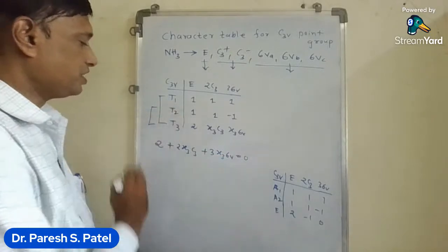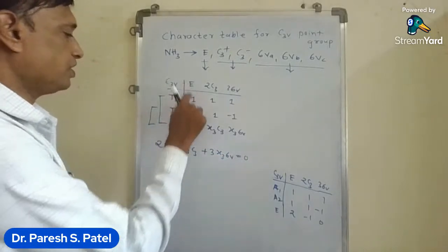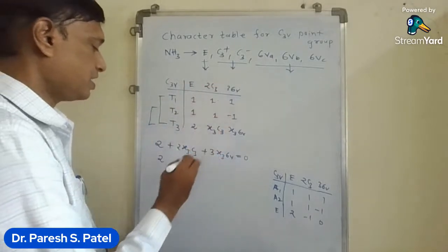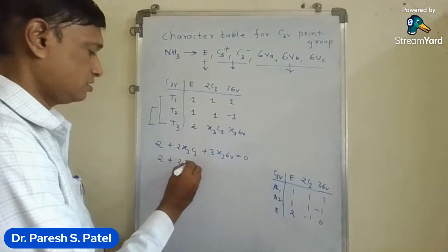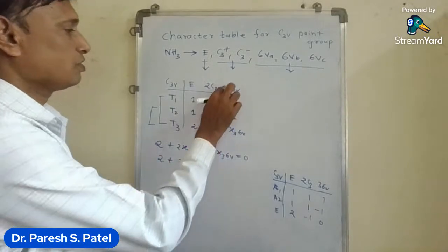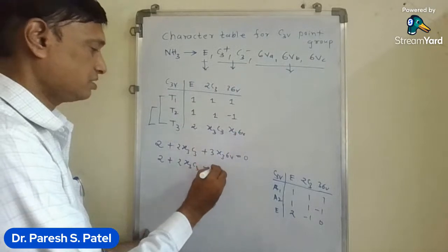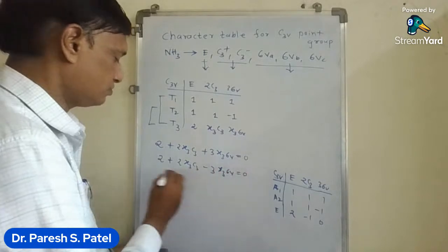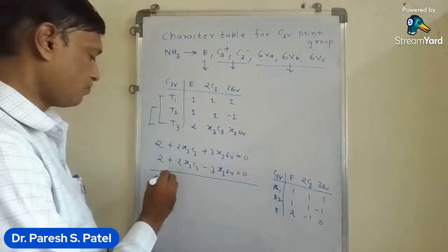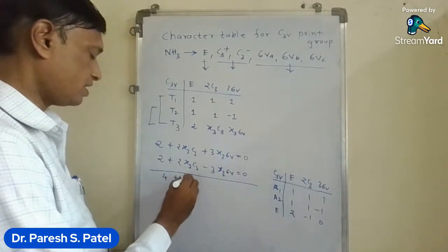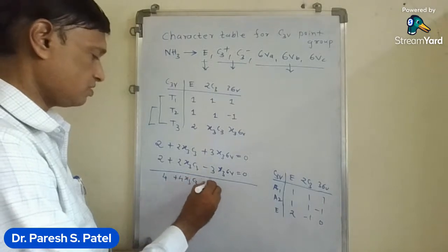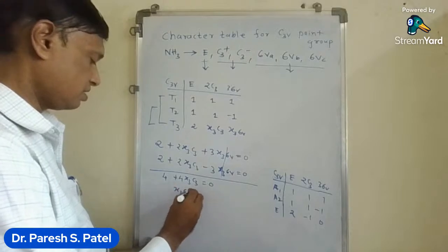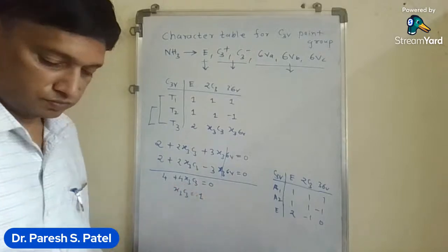If we take T2 and T3, then what will happen? 1 into 1 into character 3 E, that is 2, plus 2 into 1 into character 3 C3, plus 3 into minus 1 into character 3 sigma V is equal to 0. So 4 plus 4 character 3 C3 is equal to 0. So character 3 C3 is equal to minus 1.